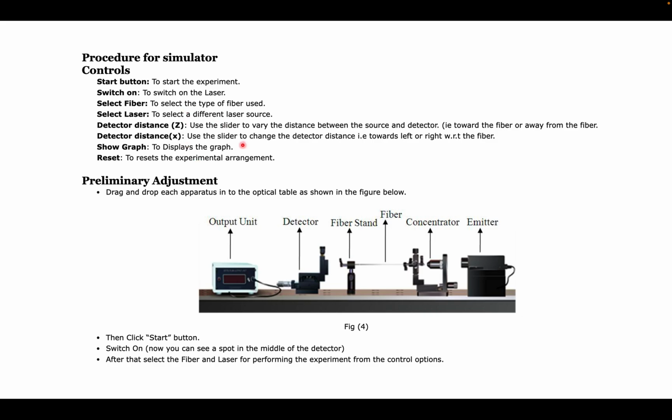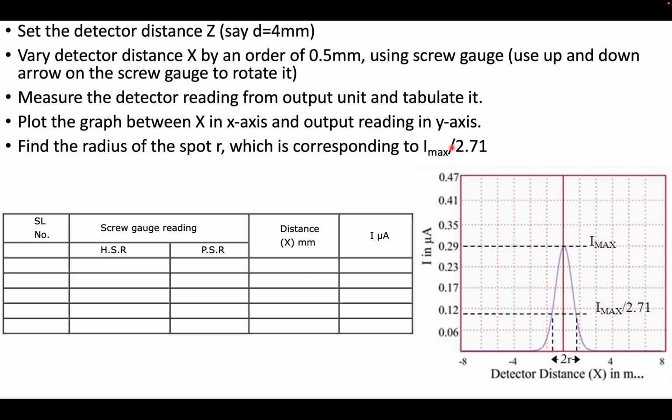So this is the procedure. Let me show you how to perform this experiment straight away. Let's not read the procedure for this. But remember one thing, there are two distances, detector distance Z and detector distance X. Z is the distance between source and detector, and X is the detector distance from left to right of the fiber. So let me show you through that particular experiment.